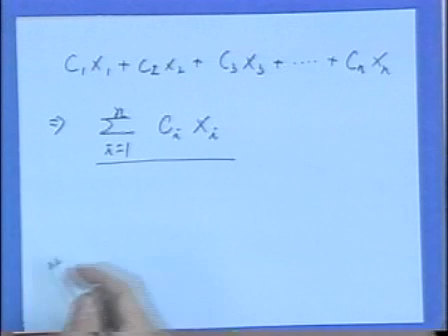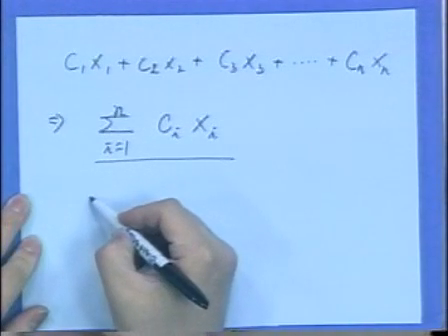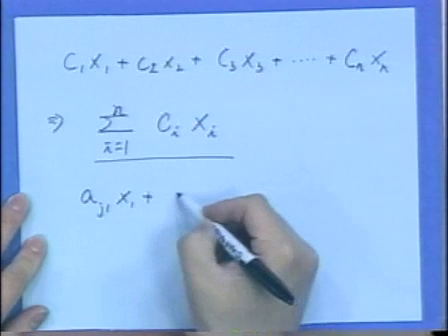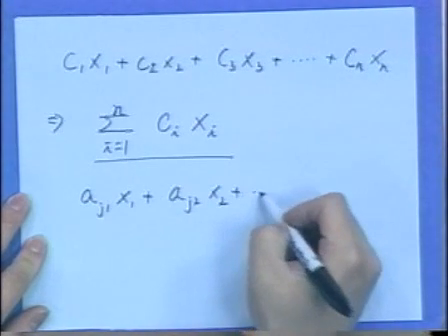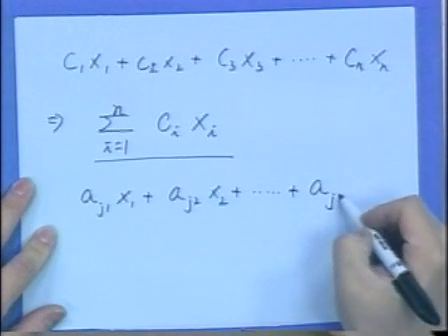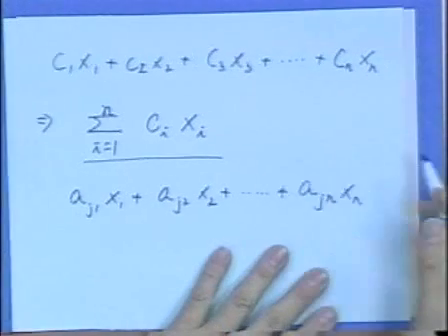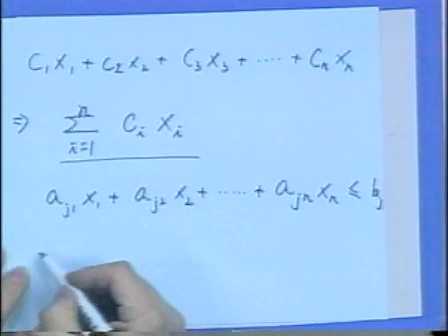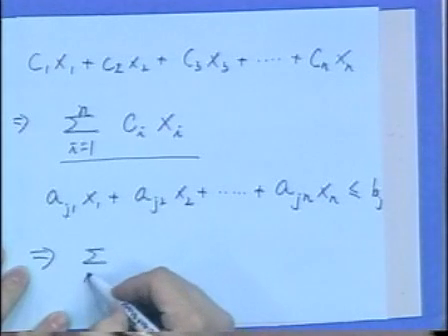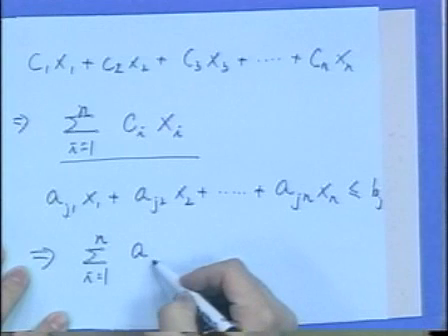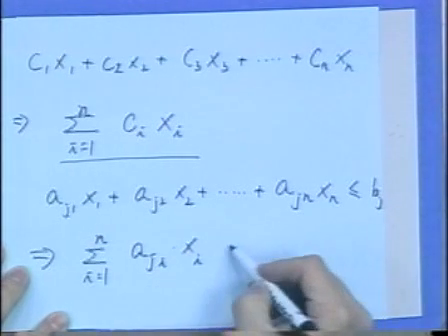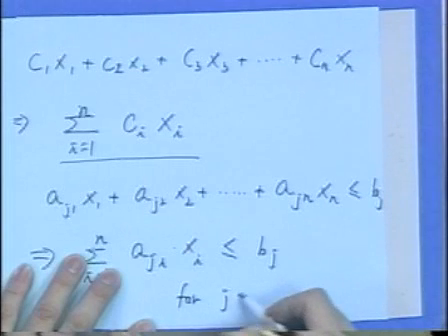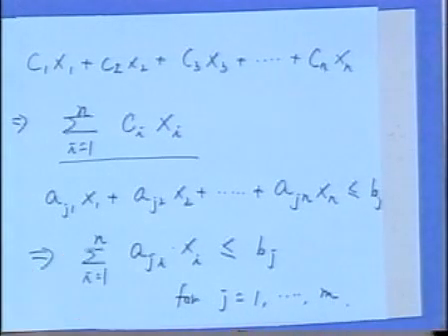Also, we can write each constraint here, A sub j1 X1 plus A sub j2 X2, and so on, A sub jn Xn, which is less than or equal to B sub j, as sum over i equals 1 to n, A sub ji times Xi, which is less than or equal to B sub j, for j equals 1 to m, for example, okay?